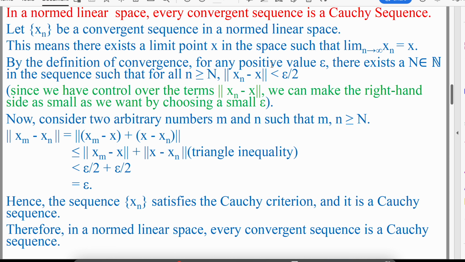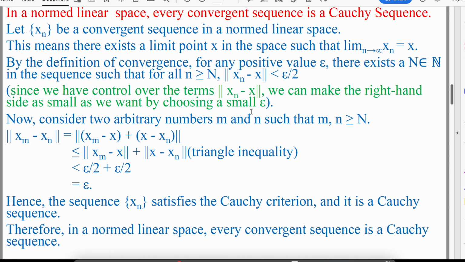Since we have control over the term norm xn minus x, we can make the right hand side as small as we want by choosing a small epsilon, because here in place of epsilon I have written epsilon by 2. So here we can write any term as per convenience, because we can control these terms.